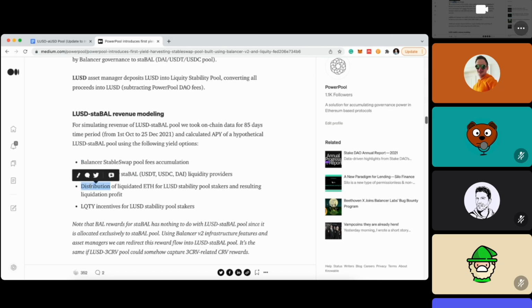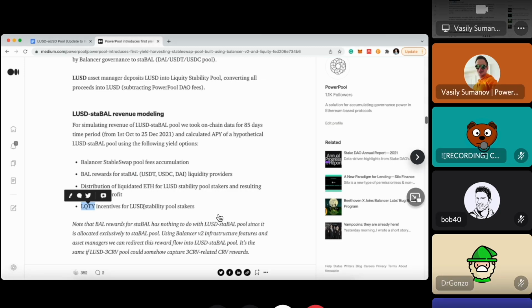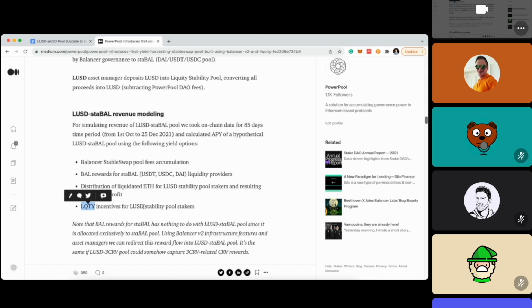Also, distribution of liquidated Ethereum for LUSD stability pool stakers. This is effectively liquidation gains, and also liquidity incentives that are allocated to stability pool stakers, because the Liquity protocol needs to incentivize LUSD holders to stake more LUSD in the stability pool to cover liquidations, to make this protocol sustainable and fully collateralized, even in case of huge liquidations that can occur.